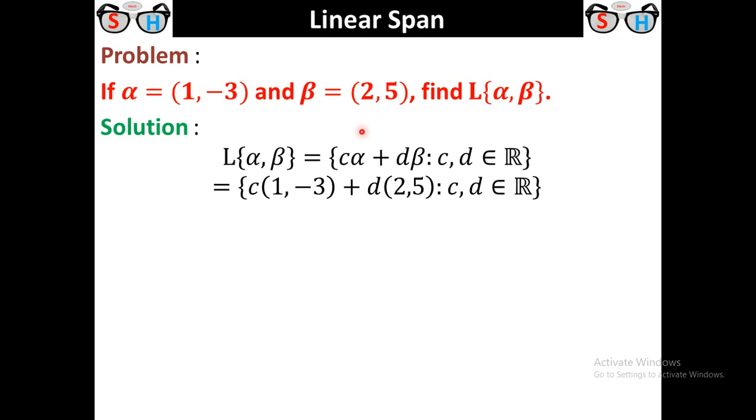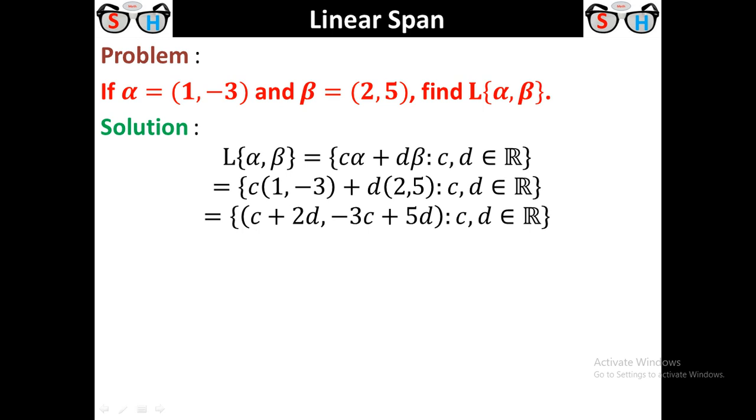Now we have to calculate this, just add component-wise. In the first component the result will be C plus 2D, and in the second component the result will be minus 3C plus 5D. As a result this will be (C plus 2D, minus 3C plus 5D), where C, D are in R, the set of real numbers. So this is the linear span of alpha beta. You can check that it is a subspace.